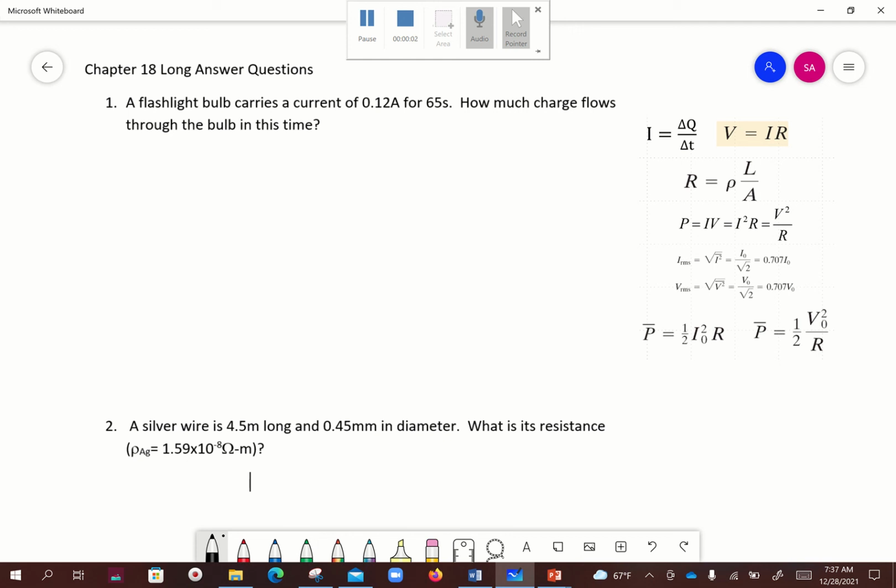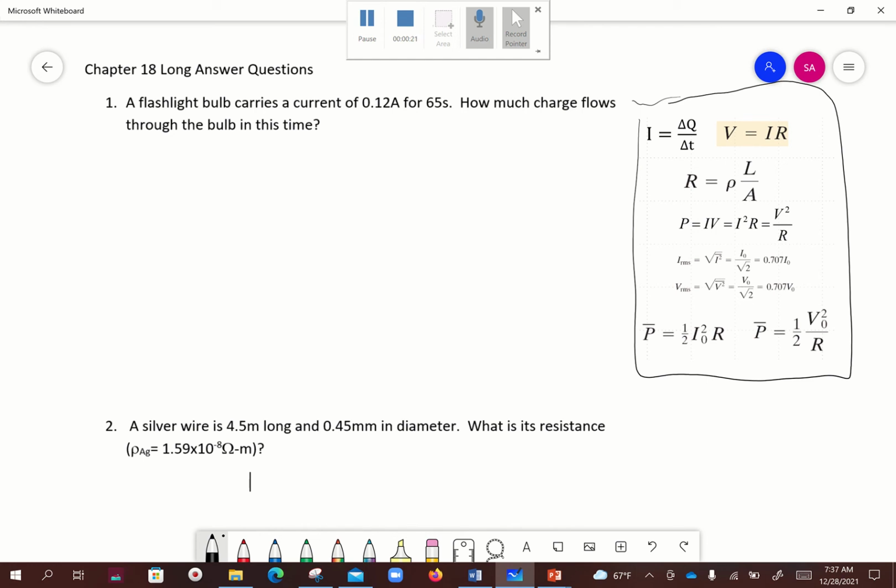Okay, so today we're going to work on Module 3 questions, and you'll see that in Module 3, the questions are pretty much just plug and chug and maybe a little bit of rearrangement of the equations that I have here on the side of the screen. So let's start off with a couple of simple ones.